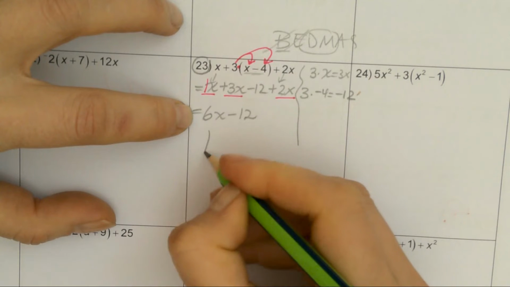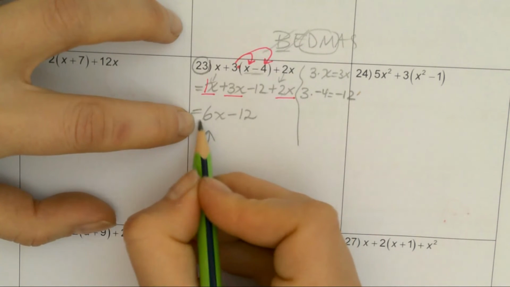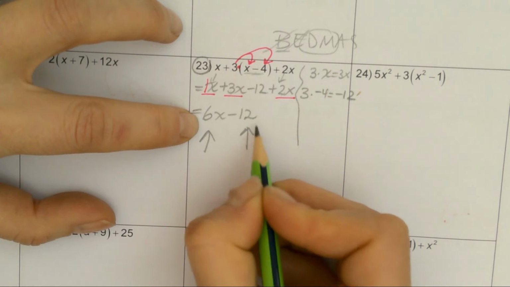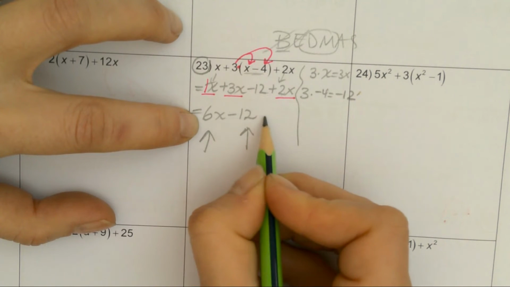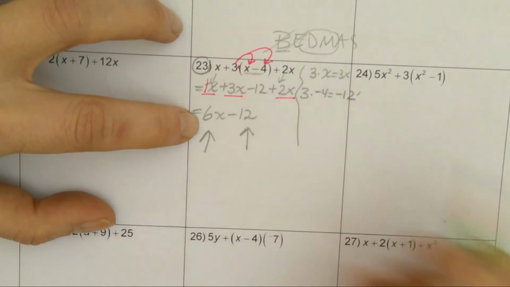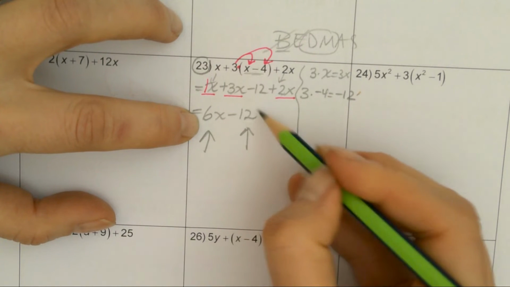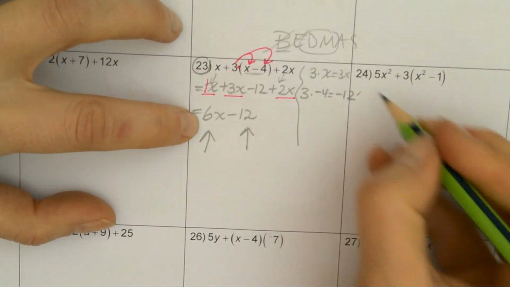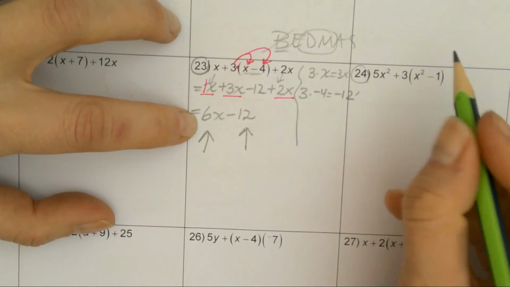And we always write the term that has the letter or the variable first, and then the term that has no variable goes at the end. Okay? So just the number goes at the end, the constant term. Let's do 24. BEDMAS.